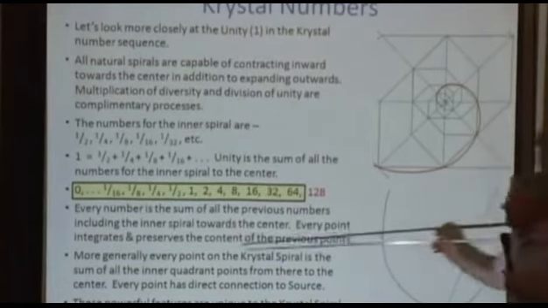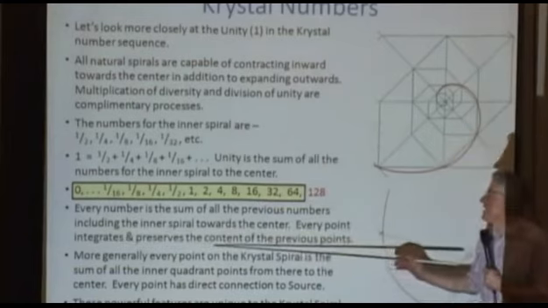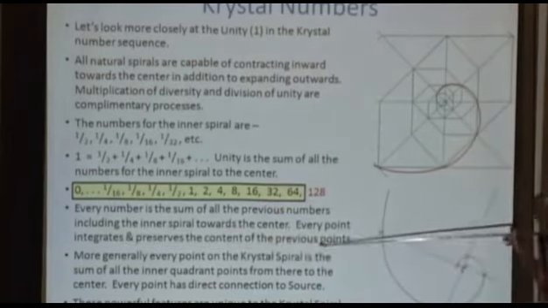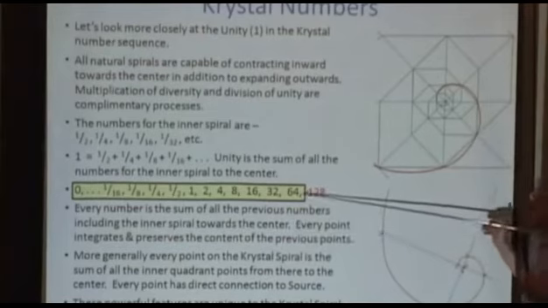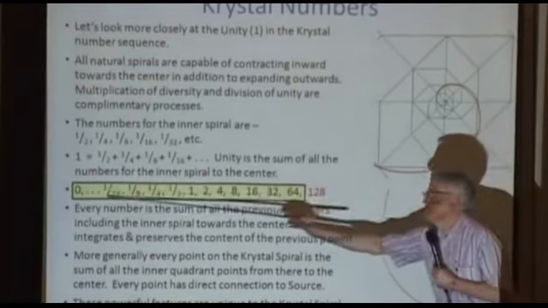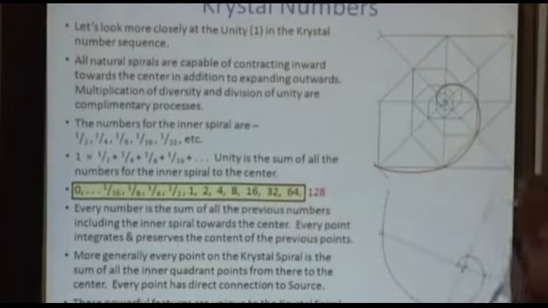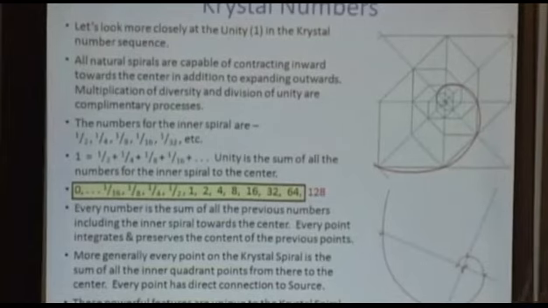So this means that every point integrates and preserves the content of all of the previous points, and also that every point has a direct connection all the way back to the center, all the way back to source. So compare that with the Fibonacci spiral. Every term was just the sum of the previous two. Here, what the numbers are telling us is that every term connects all the way back to the center, back to source in the center. And every point integrates all of what has gone on, all of what has happened before it.